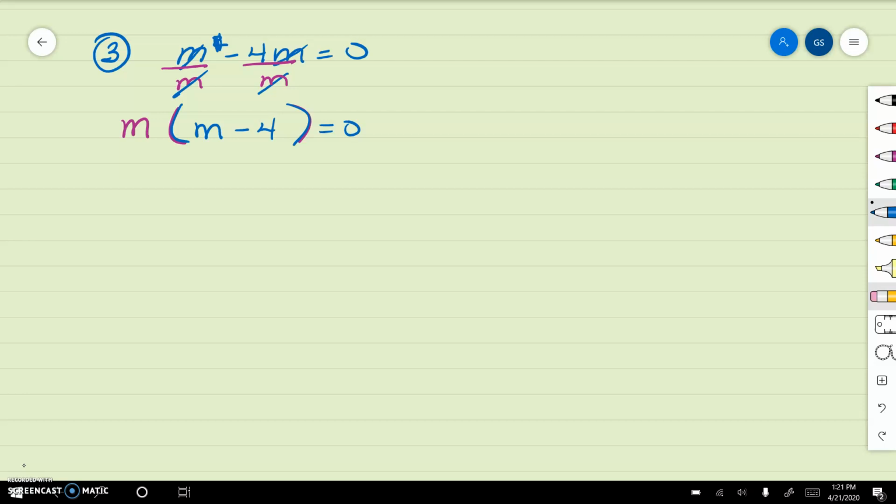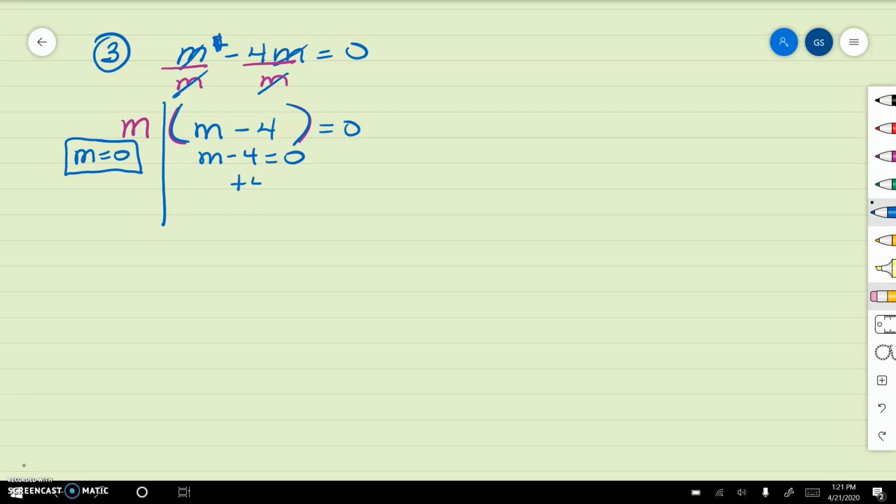So what are your factors? They're m and then m minus 4. You set each factor equal to 0. So we're going to set the m equal to 0. We're going to set the m minus 4 equal to 0. Now, we already have this one solved, m equals 0. Boom, that's one of your answers. 0 is a valid answer.